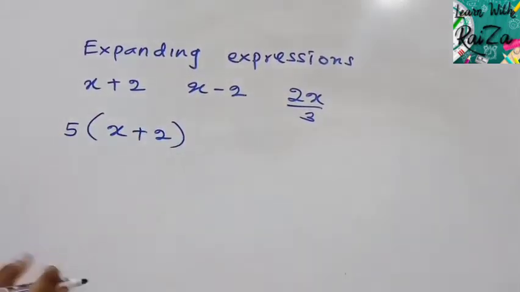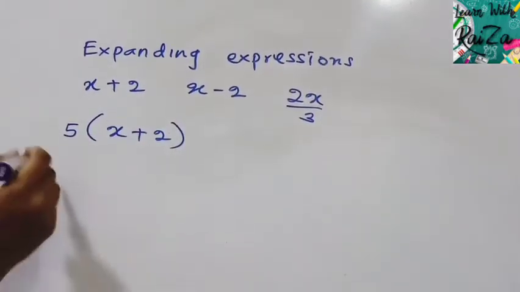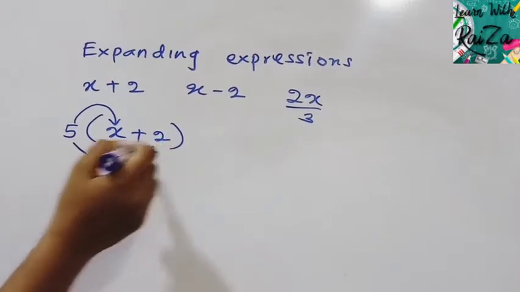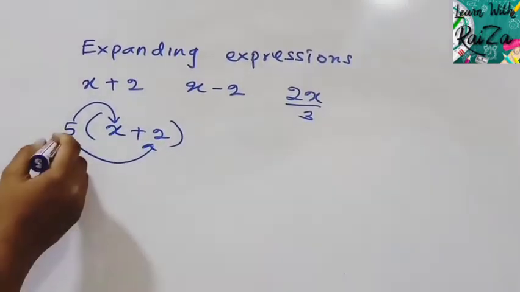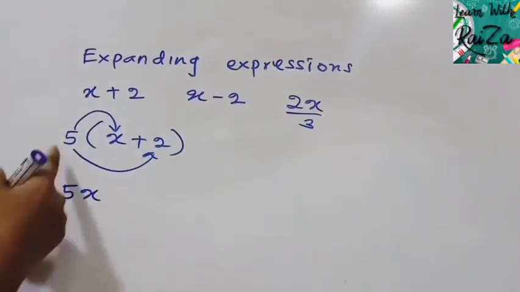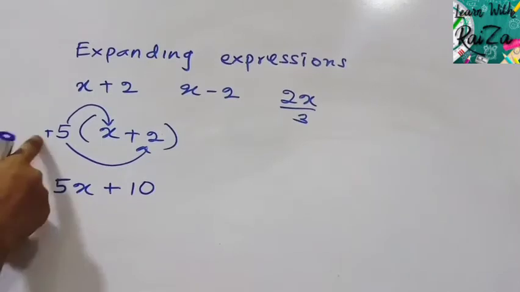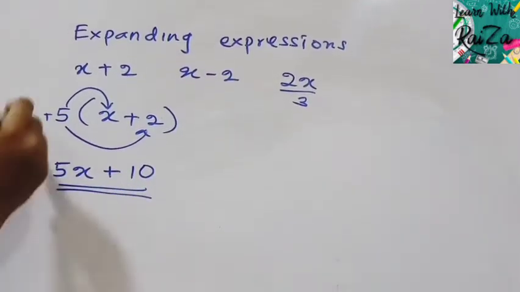So multiplication of algebraic expressions, or expanding an algebraic expression, is when I get an algebraic expression within brackets. This is one term. Expanding means we remove the brackets. To remove the brackets, we have to multiply each term of the algebraic expression by the term outside the bracket. So here I get 5 times x is 5x. 5 times 2 is plus 10, because this is a plus 5. Plus into plus gives plus. So 5x plus 10 is the expanded form.